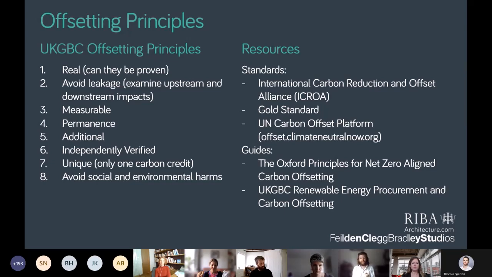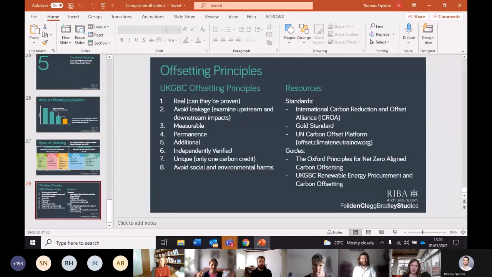I would start with the Oxford Principles, Net Zero Aligned Carbon Offsetting, and UK GBC. They've all got lots of links to places that really do factor in, whether it's the Woodland Carbon Code or other places where you can actually start to buy carbon credits. All fantastic. But on that point, I'll leave it there and we can come back to these in questions if need be. Thanks. Thank you very much, everyone.